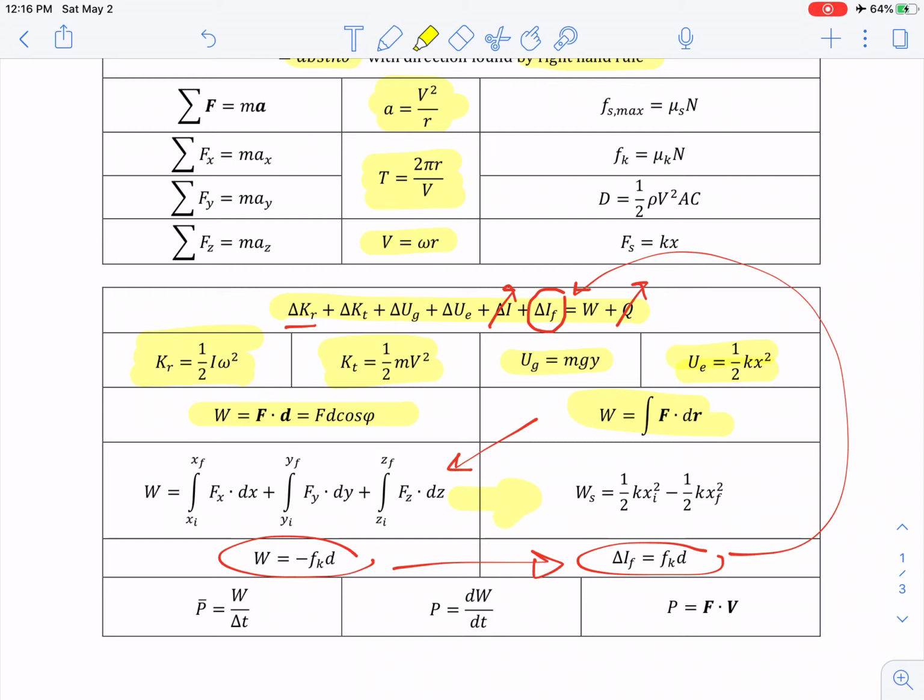At the bottom, we have power. Again, that was the definition of power: work divided by time, or energy divided by time. So it's joules per second. We call the unit watts. If the force applied is constant, then you can also find it as F dot v, or F v cosine theta. And I'm going to talk more about it in the next video.